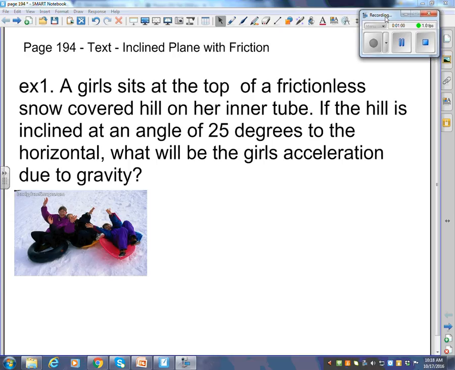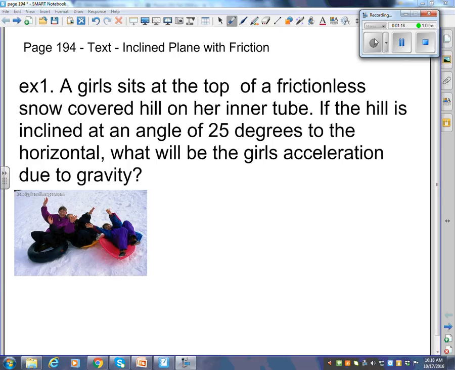A girl sits at the top of a frictionless, snow-covered hill on her inner tube. If the hill is inclined at an angle of 25 degrees to the horizontal, what will be the girl's acceleration due to gravity? So let's figure this out. Okay, so let's have a look here. Let's first of all draw a free-body diagram.